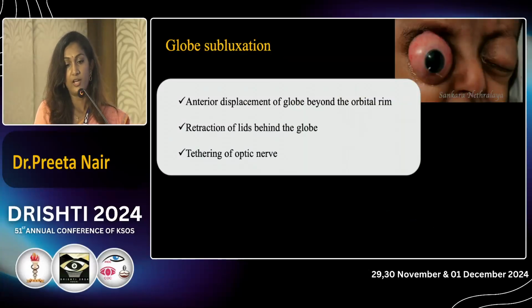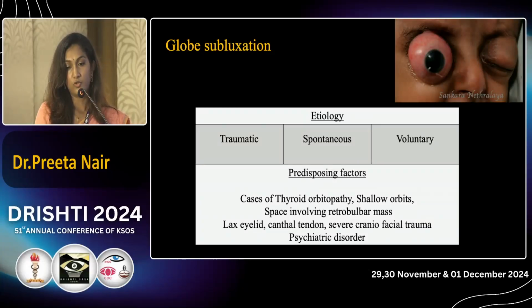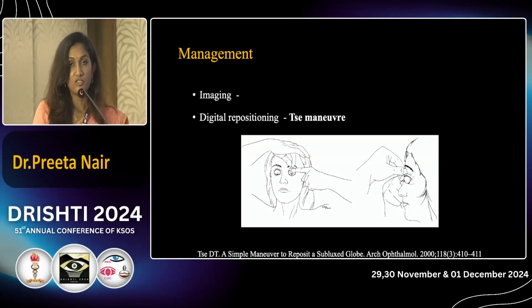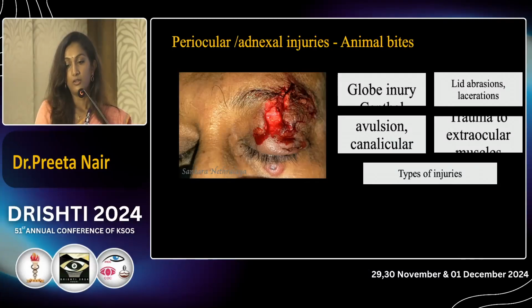This is another emergency where you can see this child presented with spontaneous subluxation of the globe, where the globe is displaced beyond the rim, and there is always a risk of tethering of the optic nerve. So mostly these cases can be traumatic or spontaneous or self-inflicted. Thyroid orbitopathy, shallow orbits, space-occupying retrobulbar mass, lax lids, and severe craniofacial trauma are the predisposing factors. So management will be to reposition it back into the orbit, back into the normal position with a Say's maneuver.